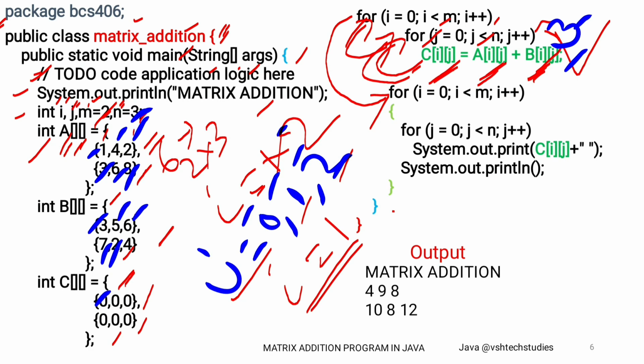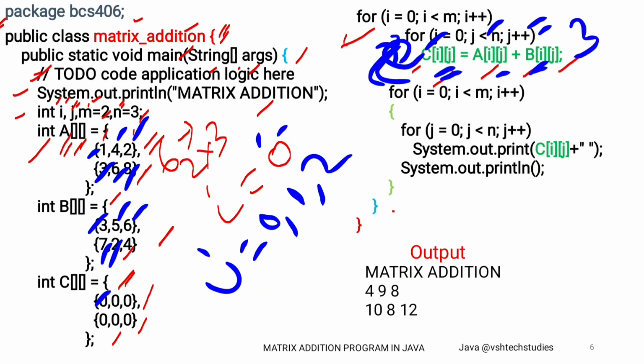It has to be less than 3. j less than n means j less than 3. But it is 3, hence it is false. So it comes out of this for loop and goes to the outer loop. Hence the control will go back to the first one.